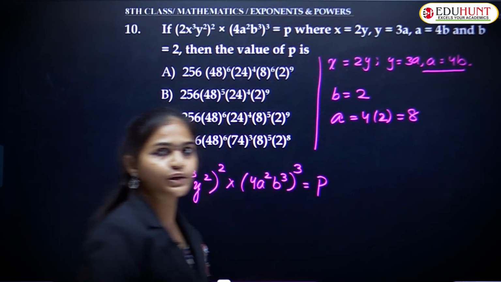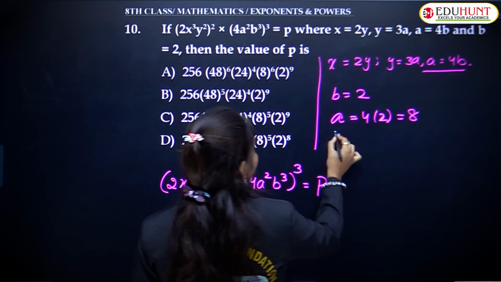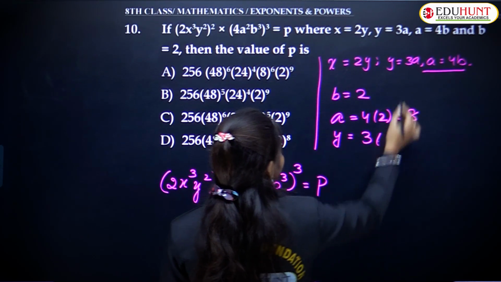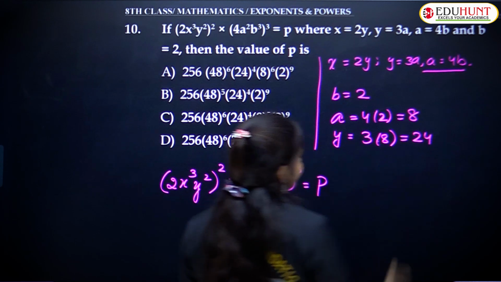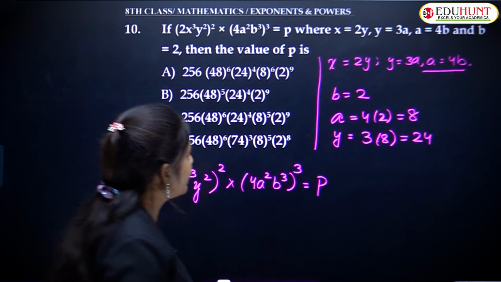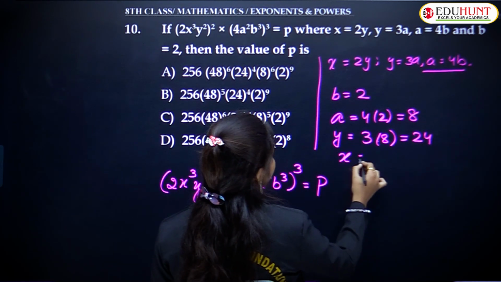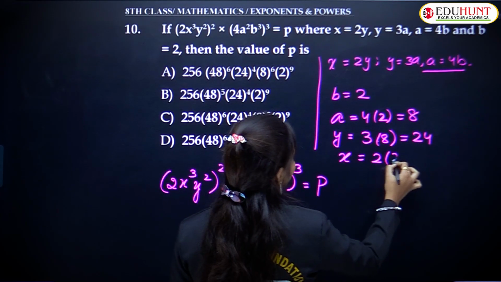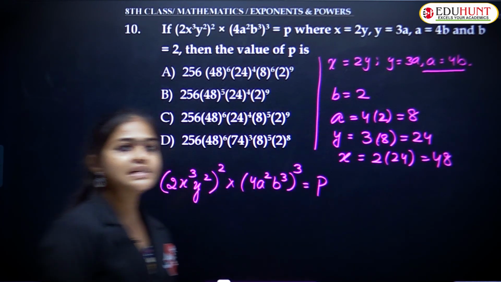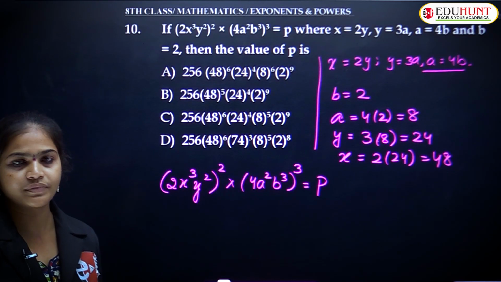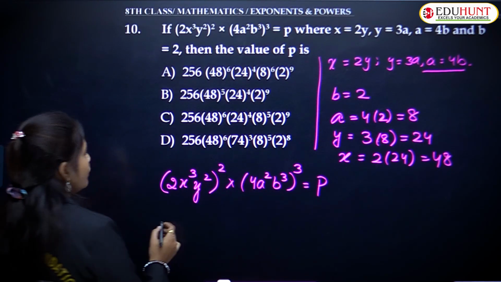So a is equal to 8. Next, y is equal to 3 into a, which means 3 into 8. 3 8's 24. Clear? y is equal to 24. Next, x is equal to 2 into y. So 2 into 24, which is equal to 48. So these are the values of x, y and a. Okay. So those values substitute here.